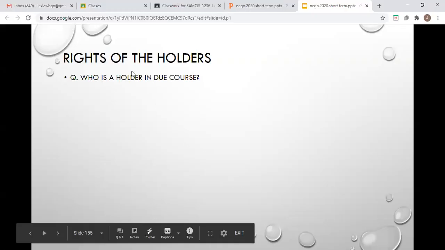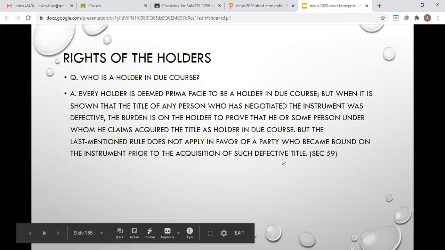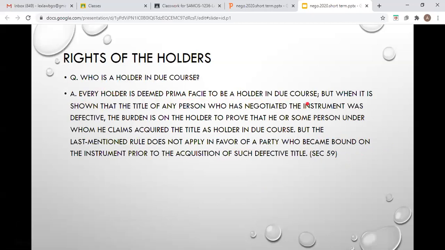So, tingnan natin yung sagot dito. Who is a holder in due course? Section 59. Section 59 states that every holder is deemed prima facie to be a holder in due course. But if it is shown that the title of any person who has negotiated the instrument is defective, the burden is now on the holder to prove that he or some person under whom he claims acquired the title is a holder in due course. But this rule does not apply in favor of a party who became bound on the instrument prior to the acquisition of such defective title.